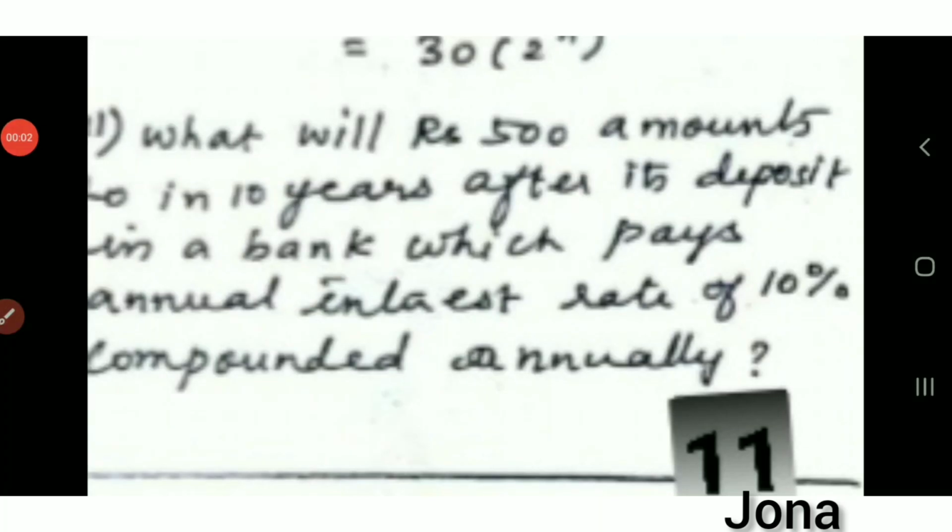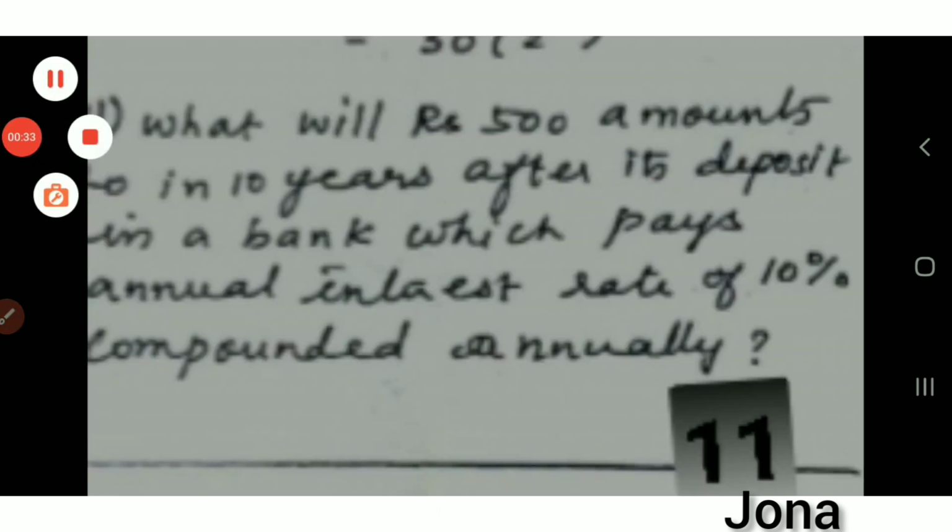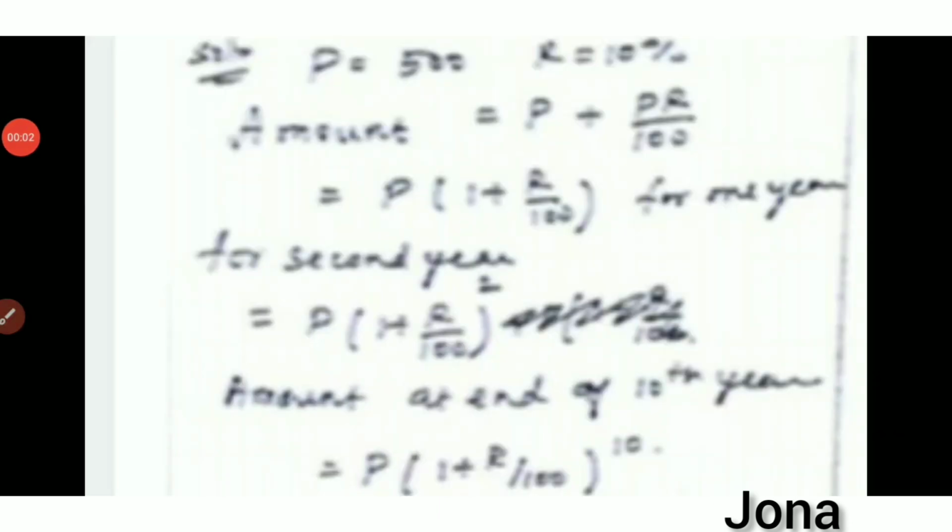11th problem. What will rupees 500 amount to in 10 years after its deposit in a bank which pays an annual interest rate of 10% compounded annually? Here, what will the rupees 500 be in 10 years after its deposit in a bank which pays an annual interest of 10 percent? Principal P equals 500 and the rate of interest is 10 percent.